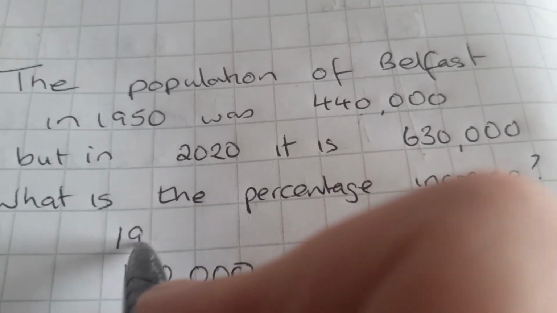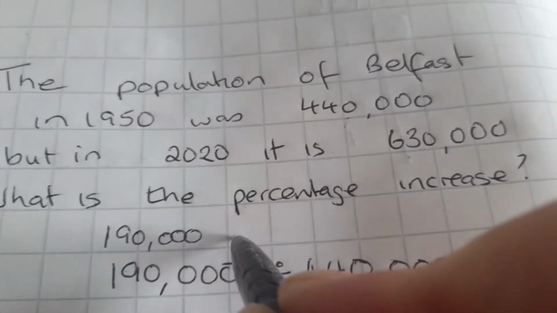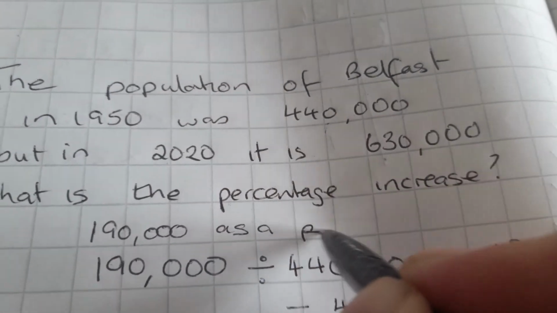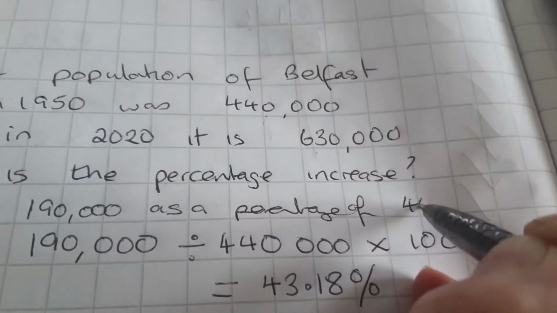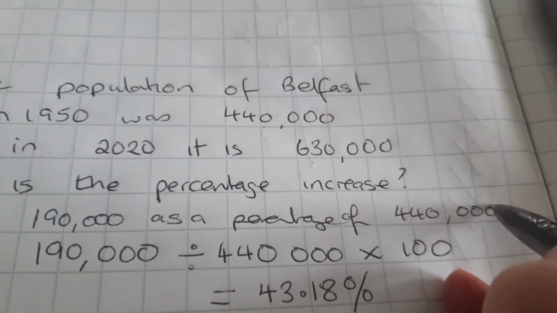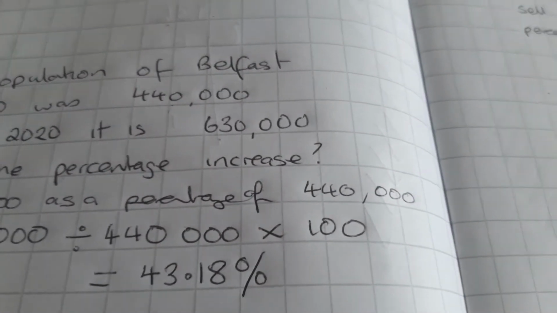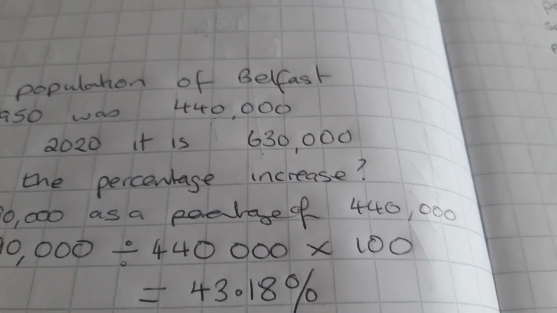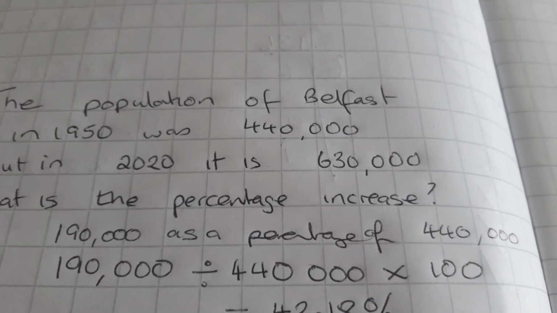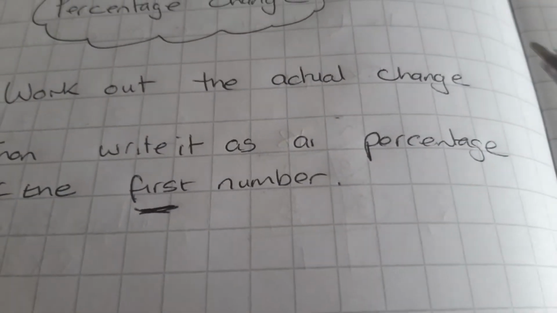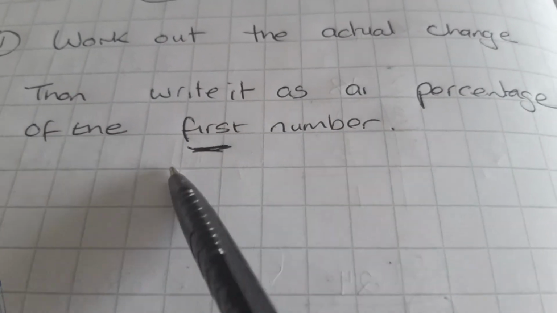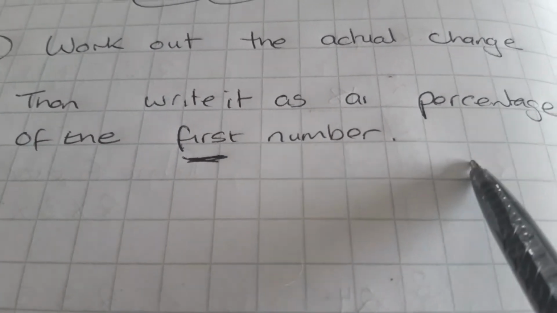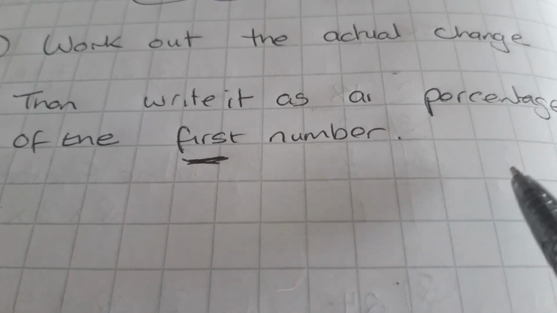So really in this question, you're finding 190,000 as a percentage of 440,000. So most of those examples I did were increase, but it's the same process for increase or decrease. You find the actual change as a number and you write it as a percentage of the first number, just like we did with those expressing as percentage questions.